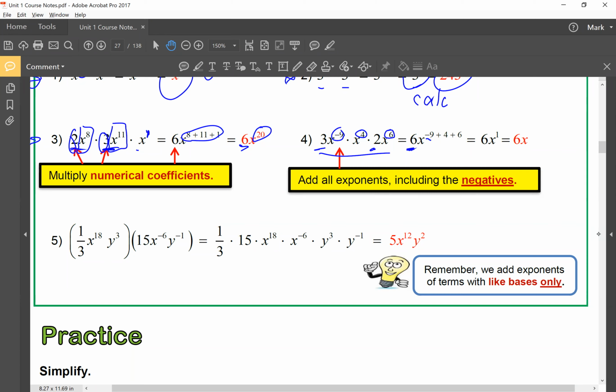All you need to do is add up the exponents. -9 plus 4 plus 6 is actually, and you can do this on your calculator, a 1. -9 plus 4 is -5. -5 plus 6 is a 1. You can do the integer part on your calculator. If you try to put this on your calculator, it won't work. The calculator doesn't deal well with x's, as far as I know.